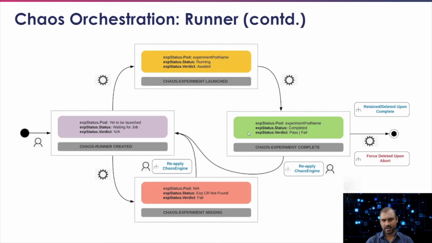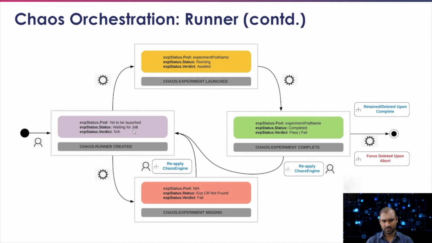We look at the state transitions in the chaos experiment status. So this status is also patched back into the engine like we discussed by the runner. The runner is maintaining the experiment statuses in the following manner, and this happens for each experiment as it executes.